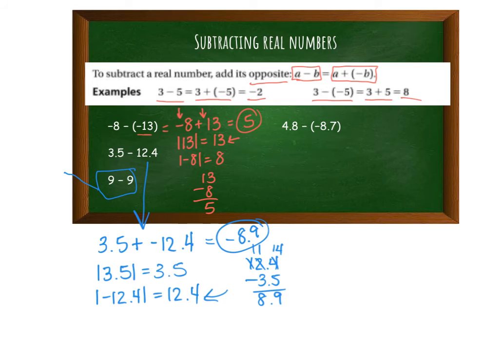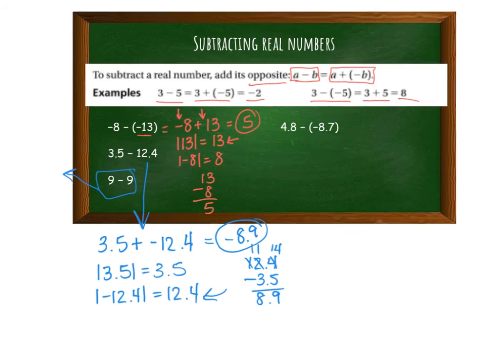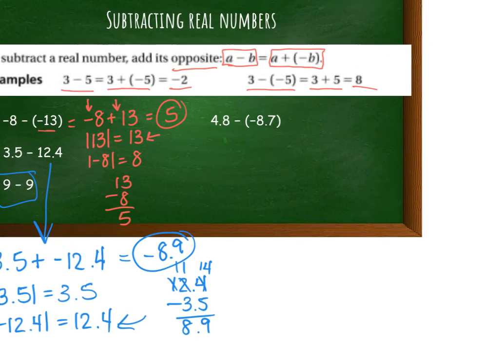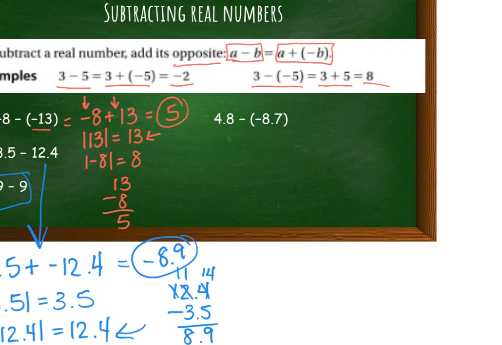9 minus 9. Let's move that one over here. So 9 minus 9 turns into 9 plus the opposite of 9, which is negative 9. 9 plus negative 9 equals 0. Okay? And our last one. We're almost there, guys. Okay.